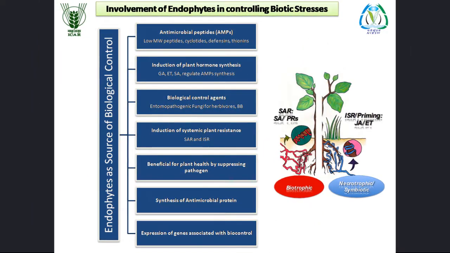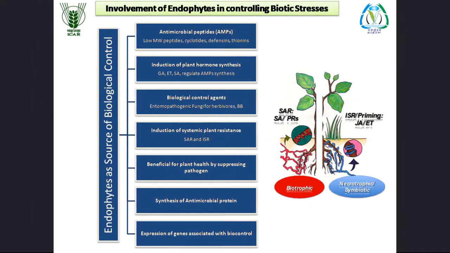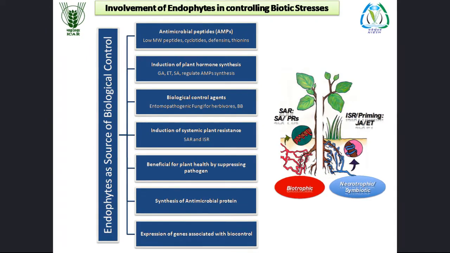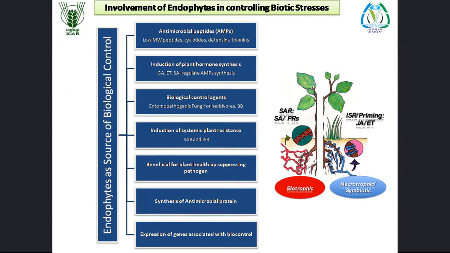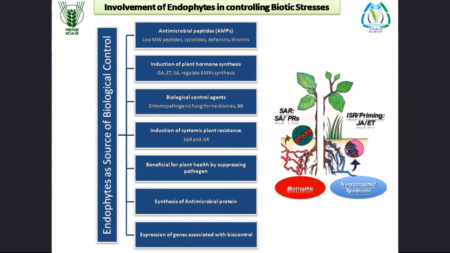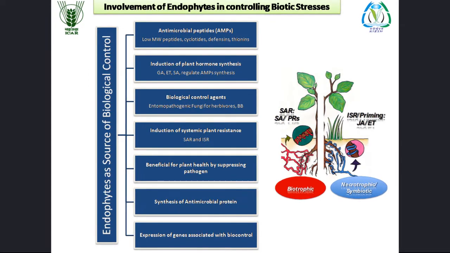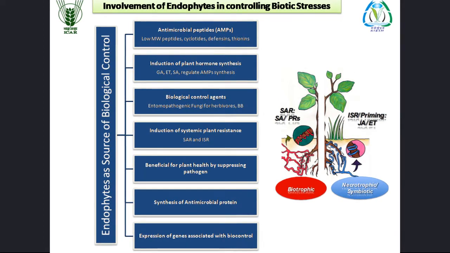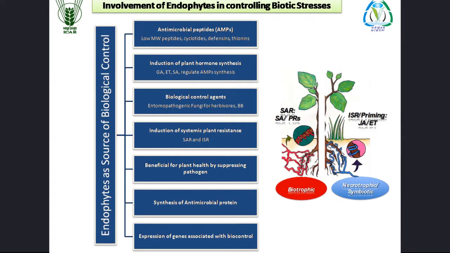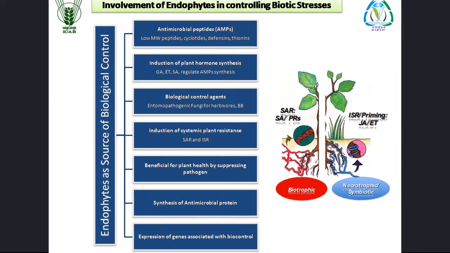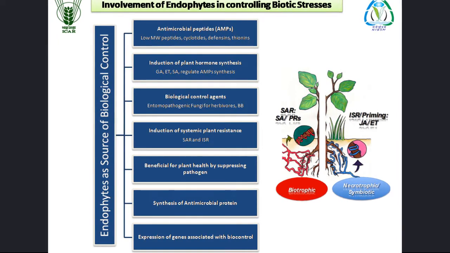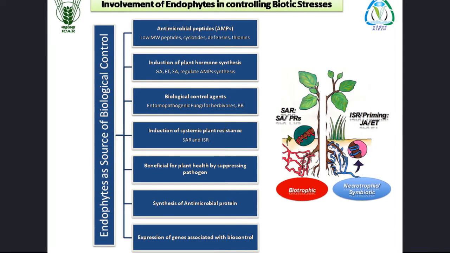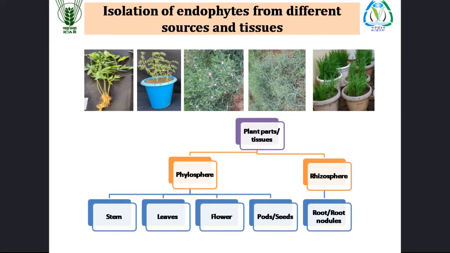This picture shows the role of endophytes in controlling biotic stresses. So endophytes protect the host plant by induction of systemic acquired resistance or induced systemic resistance. In addition, they are also able to produce antimicrobial peptides and proteins to act as biological control agents and the associated proteins. They protect from bacterial or fungal pathogens.